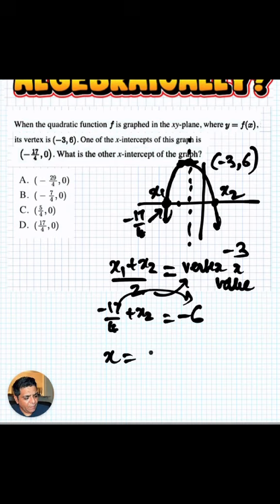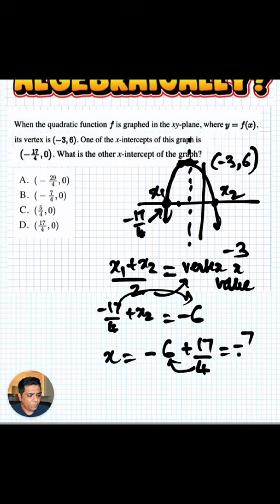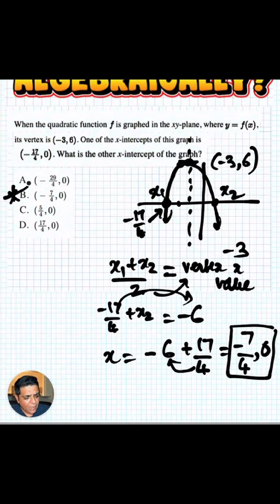Now x2 is easily attained by bringing this to the other side. So we have negative 6 plus 17 by 4. Multiplying 6 times 4 is negative 24, plus 17, which is equal to negative 7 fourths. So that 0 is then the second x-intercept, which is given by choice B, the correct answer, negative 7 by 4, 0.